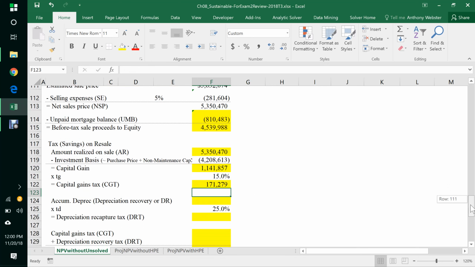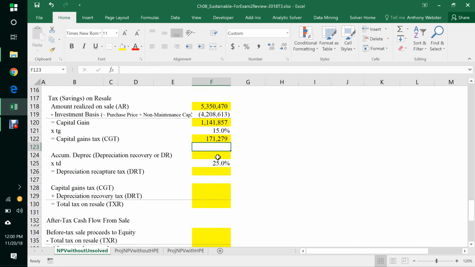Okay. And the depreciation recovery tax, you guys know the drill, right? For depreciation recovery tax, just add up all the depreciation that you've claimed, right? And take 25% of that. And that's going to be your depreciation recovery tax.